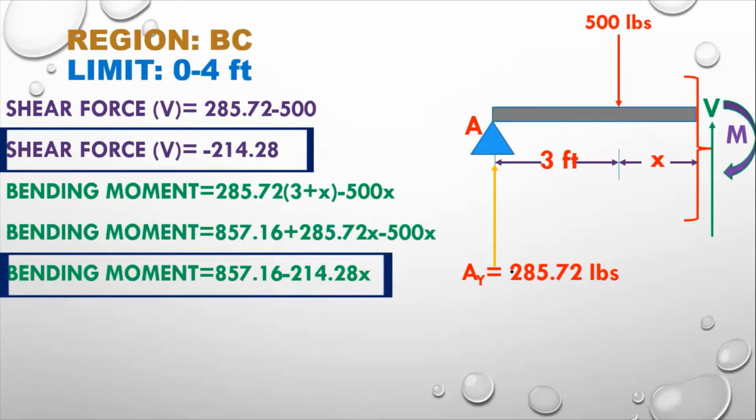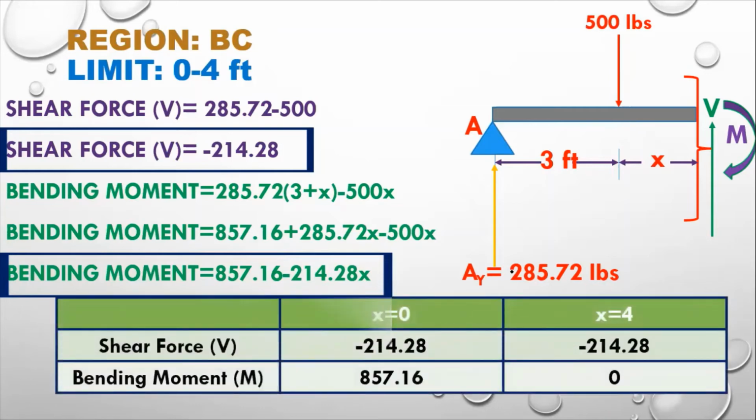Then we have to find the bending moment and shear force values at 0 and 4 feet, because the initial value of region BC is 0 and the final value is 4 feet. At x equals 0 and x equals 4, the shear force remains constant, but the bending moment changes. When we put 0 here, the x term completely becomes 0, and we get the value of 857.16.